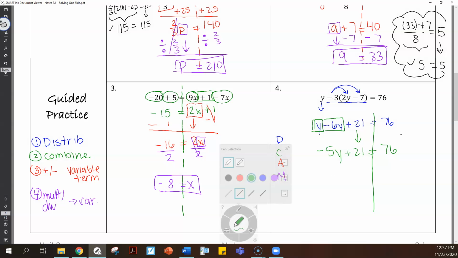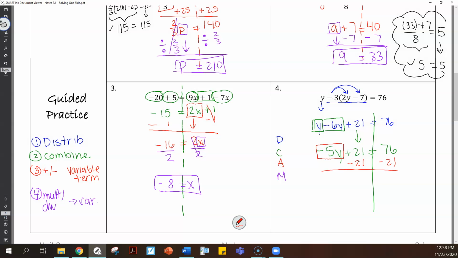Now I have a two-step equation. So I'm going to add or subtract to get my variable term alone. My variable is y, so my variable term is y plus everything that is connected to it. So negative 5y is my variable term. That is currently not by itself, so I'm going to get rid of that positive 21 by subtracting 21 on both sides. Negative 5y comes down. Positive 21 minus 21 reduces to 0, so I don't need to put that.